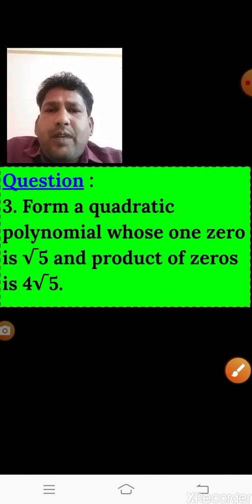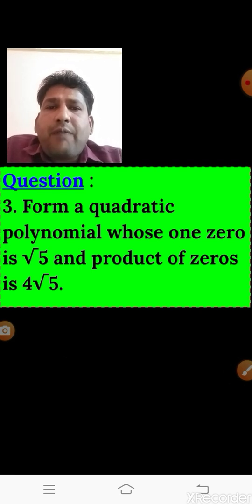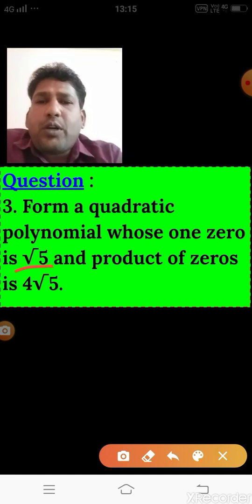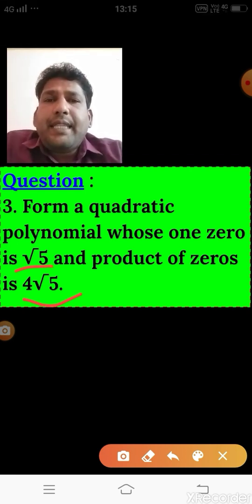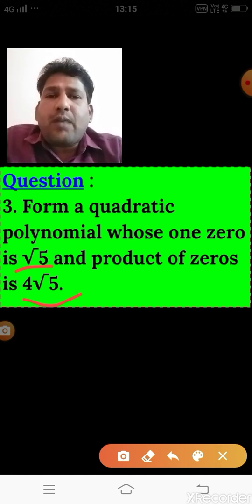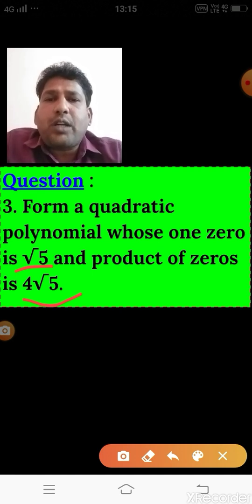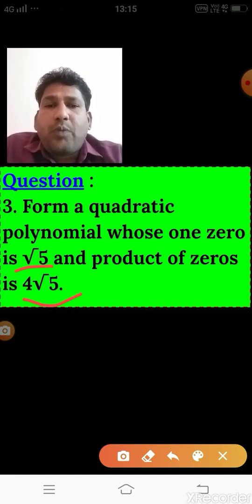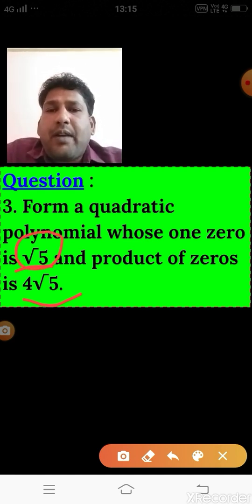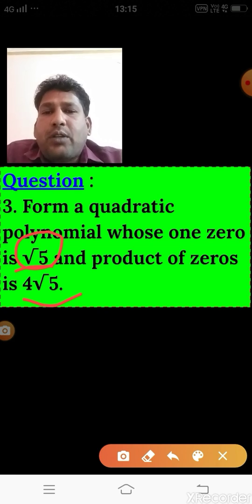Here I am taking one more question. We have to form a quadratic polynomial whose one zero is root 5 and the product of the zeros is given. In the last question also one zero was given, and there the sum of zeros was given. Here I am taking the product of zeros. Either you take the zero root 5 as alpha or as beta, and the product of alpha and beta is 4 root 5.